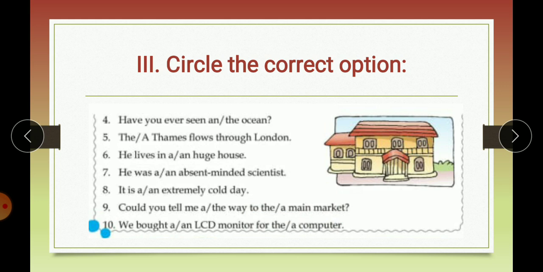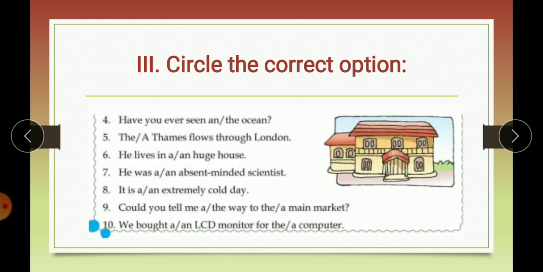We bought an LCD monitor or a LCD monitor. It will be an LCD, because when we say LCD, the L is having the vowel sound of E, like in elephant. Both are sounding similar, elephant and LCD. So L is having the vowel sound of E, so it will be an LCD monitor for a computer.